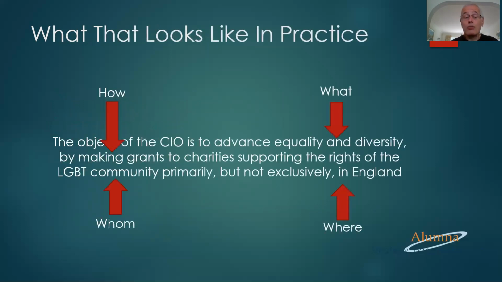And this is what it looks like in practice. The object of the CIO is to advance equality and diversity. That's what it's going to do. By making grants to charities. That's how it's going to do it. Supporting the rights of the LGBT community. That's who it's going to do it for. Primarily, but not exclusively, in England. And that's where it's going to be done.